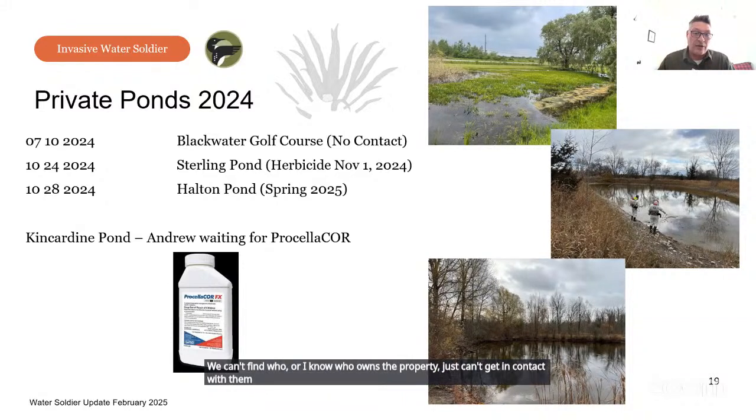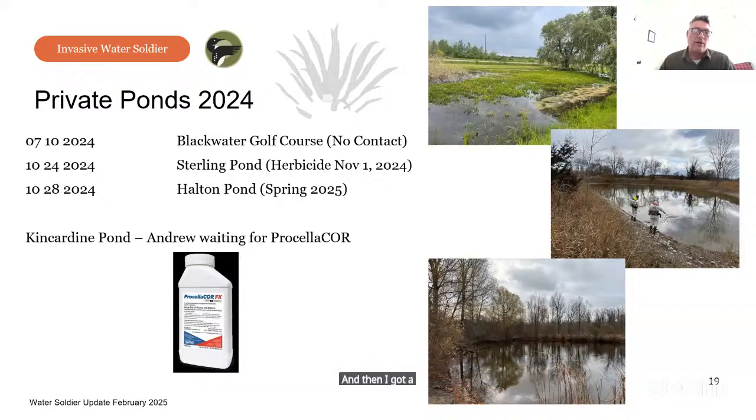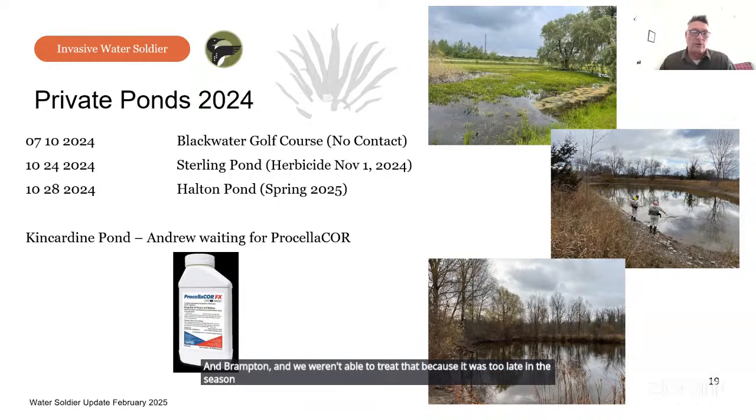We also got another report to the hotline in October 2024 about a Sterling pond. We were able to turn around and treat that with herbicide on November 1st, 2024. And then I got a call on October 28th about a Halton pond out near Mississauga and Brampton, and we weren't able to treat that because it was too late in the season. But we look forward to addressing that pond in the spring. Mary, I'm going to hand it over to you now.